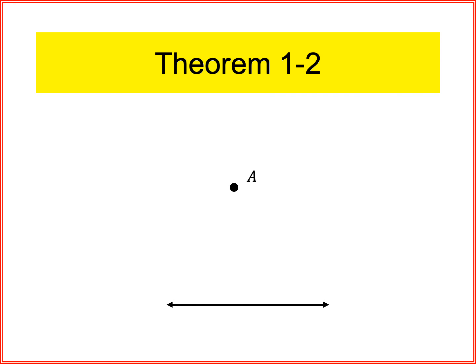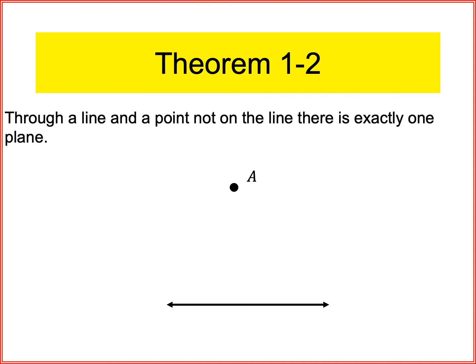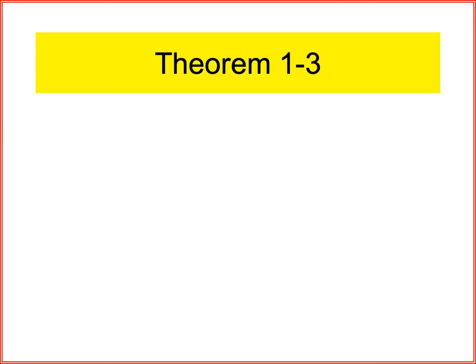If you have a line and a point not on that line, then there's only one plane that touches both the line and the point. That's what Theorem 1.2 says. You will prove that tonight for homework. Follow the steps. They kind of guide you through this proof. That only leaves us with one left, and that's Theorem 1.3. We'll prove this one.